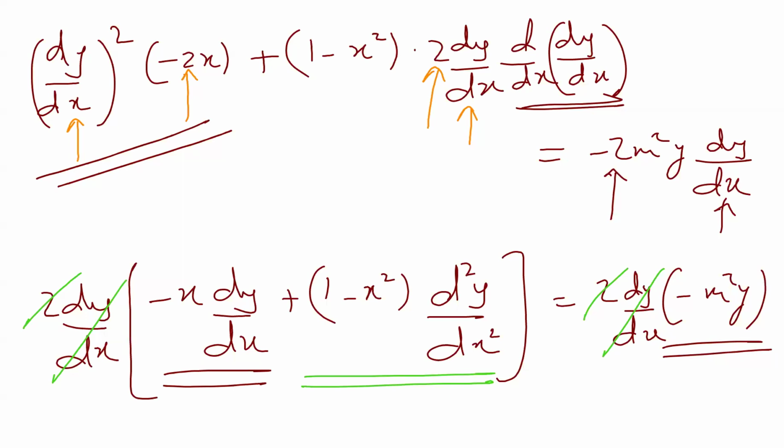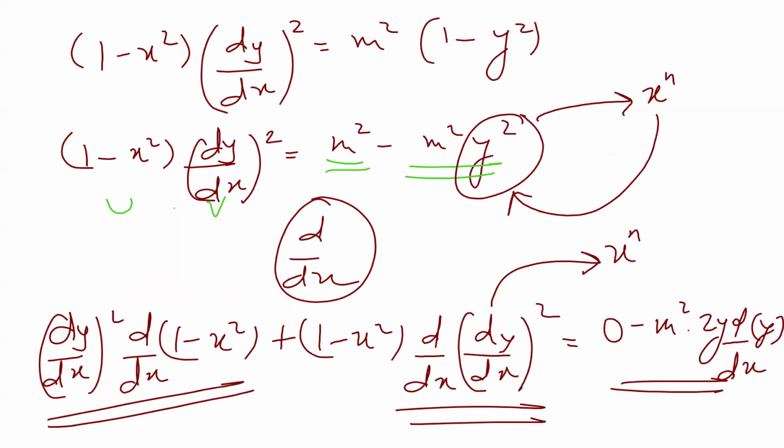Okay, I'll just explain a few things. Is there any doubt on this particular page? This is u into v, derivative of u plus u derivative of v. Okay. And right hand side, minus m square 2y dy by dx. Here I've applied chain rule.